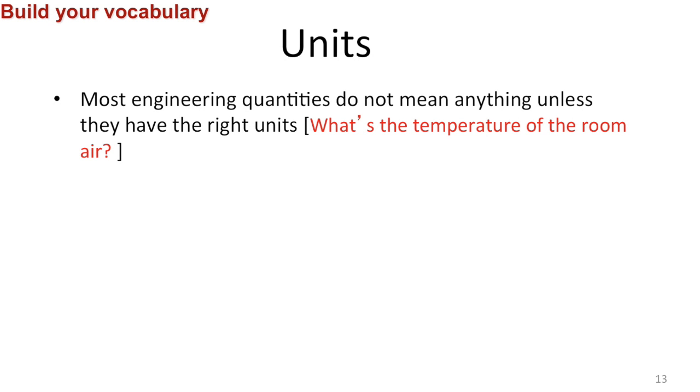Most engineering quantities do not mean anything unless they have the right units. For example, if we say the temperature of the air in this room is 20, what does that mean? You have to specify the unit of temperature that you're using. It's either 20 degrees Celsius or 20 degrees Fahrenheit or 20 Kelvin.